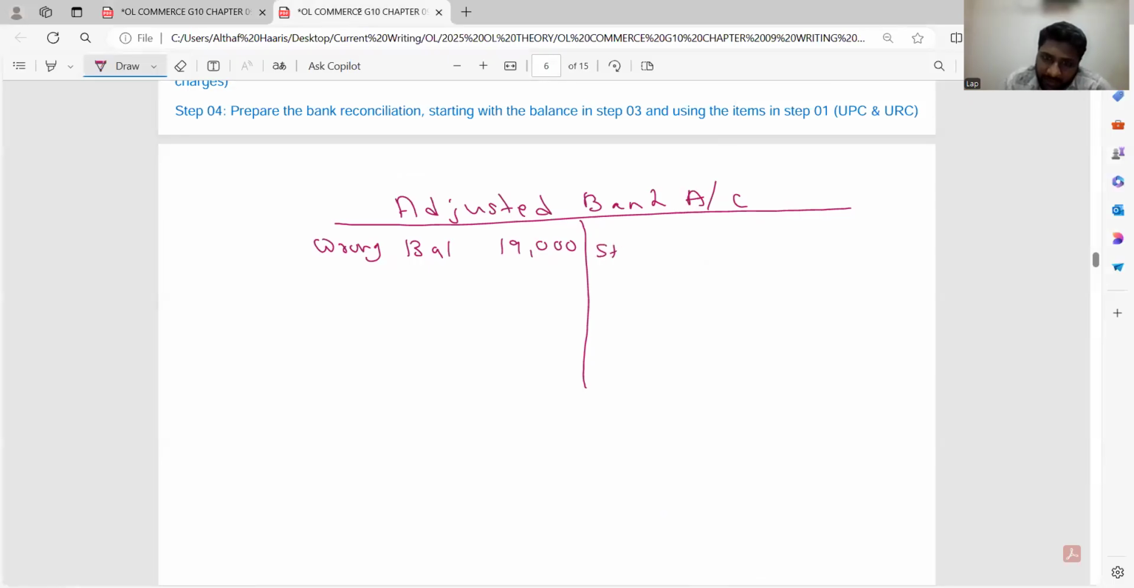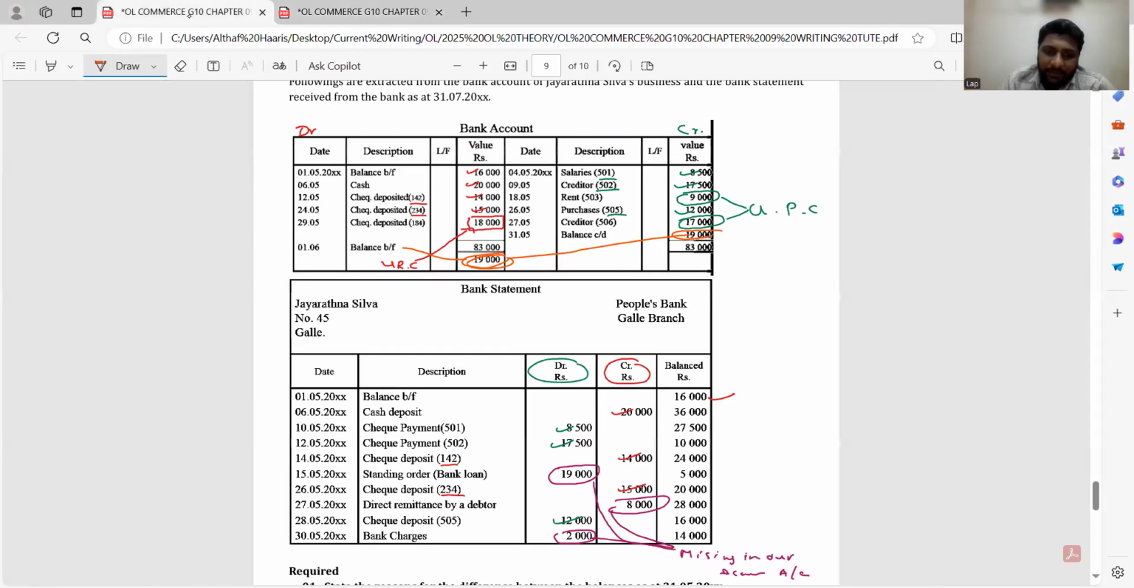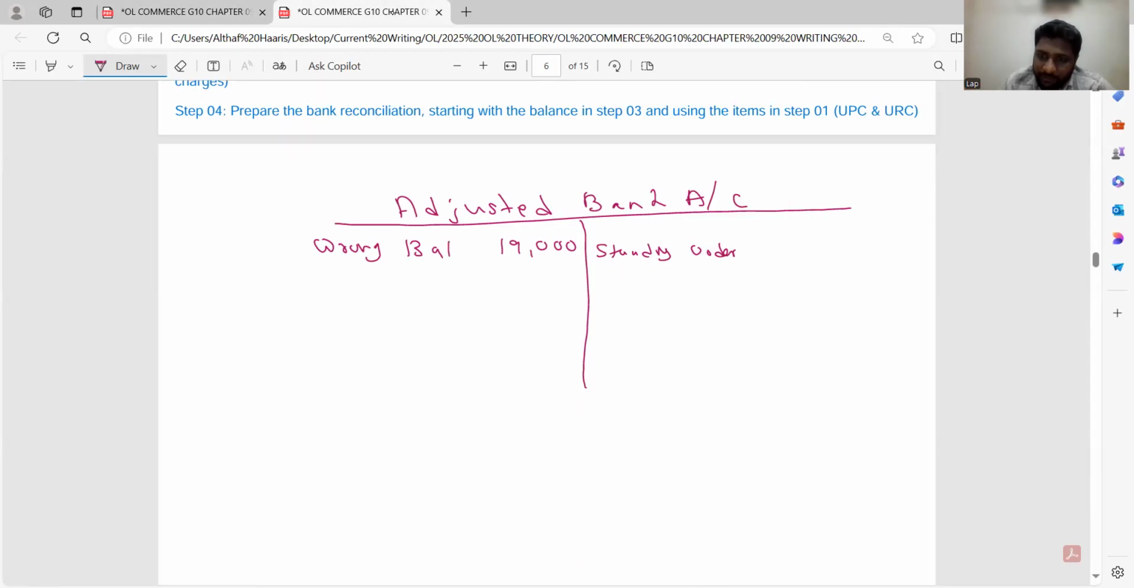Standing order. Why is it credit, people? Understand, we are asking to make a payment. Payment means our money should reduce. That means it should be credit. 19,000.